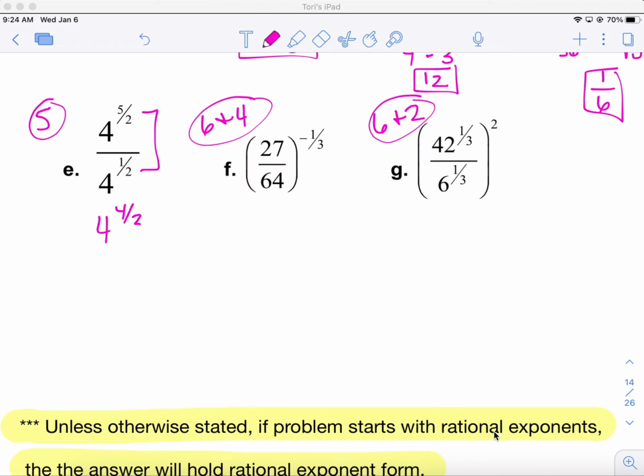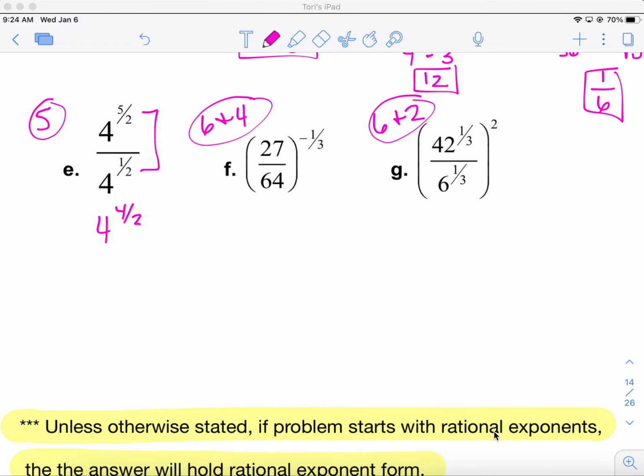All right. Problem 6. We are using the same 2 properties that we've already looked at as far as distributing the exponent and also a negative exponent. So first thing I'm going to do is distribute to both of these. Remember, they have imaginary 1s. So that is saying 27 to the negative 1/3 and 64 to the negative 1/3. Remember that negatives need to switch their location. Let me move that up, sorry. So my 64 is going to change to the top, numerator.